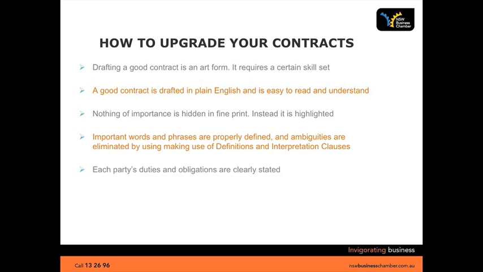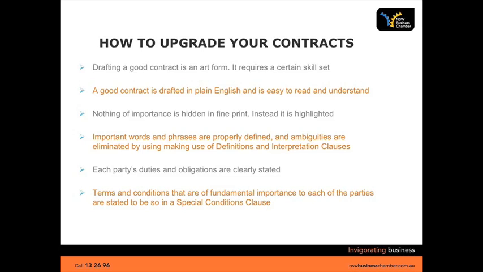Each party's duties and obligations need to be very clearly set out and stated in the contract. Again, to remove ambiguity, remove uncertainty, to make it crystal clear what these important duties and obligations are. Terms and conditions that are of fundamental importance to each of the parties to the contract need to be very clearly identified, and usually this is done through a special conditions clause so they really stand out.